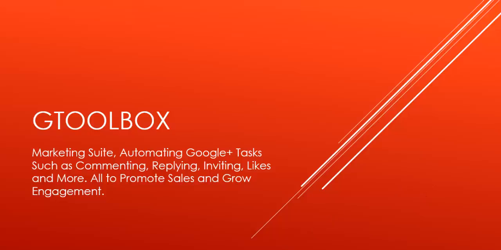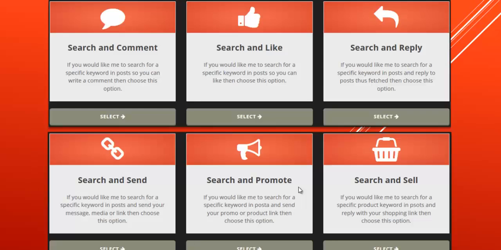With G Toolbox, you can activate functions such as search and comment. Picking a certain keyword, you search it and you can comment on a post that has already been posted by other users. You can also search and like. With search and like, if you would like the system to quickly search a specific keyword in posts, you can like, then choose this option.